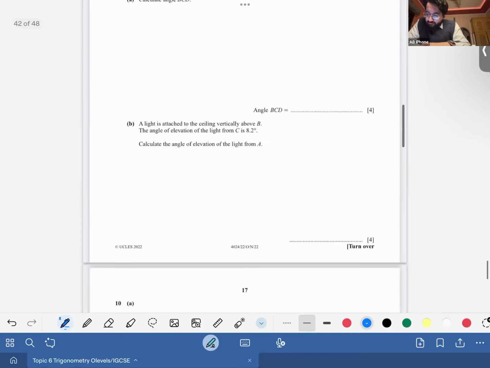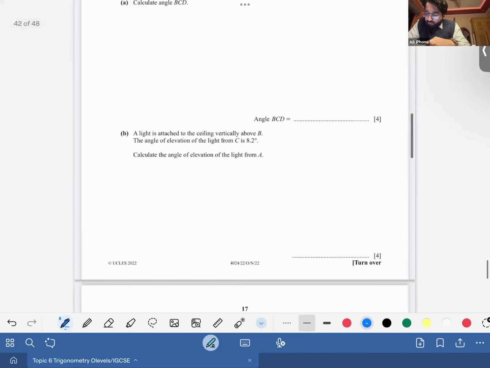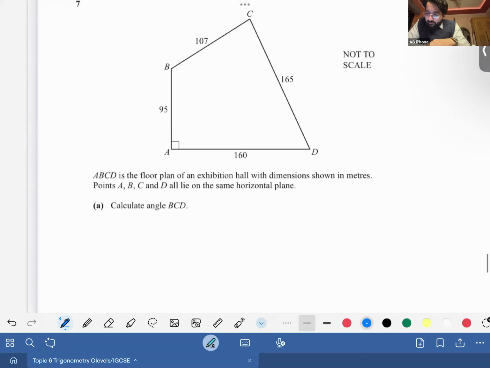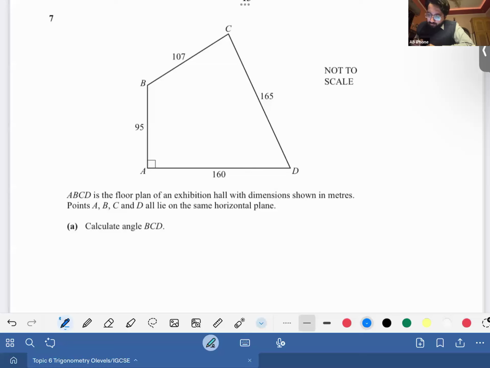Look at this question. This question is from October-November 2022, paper 2-2. ABCD is a floor plan of an exhibition hall with the dimensions shown in meters. Calculate angle BCD. So angle BCD is within this angle. Agree? I want to find out angle BCD, but I'm interested in finding BD first. I can get BD with the help of the Pythagorean theorem. So BD equals the square root of 160 squared plus 95 squared. So what is the answer for BD?